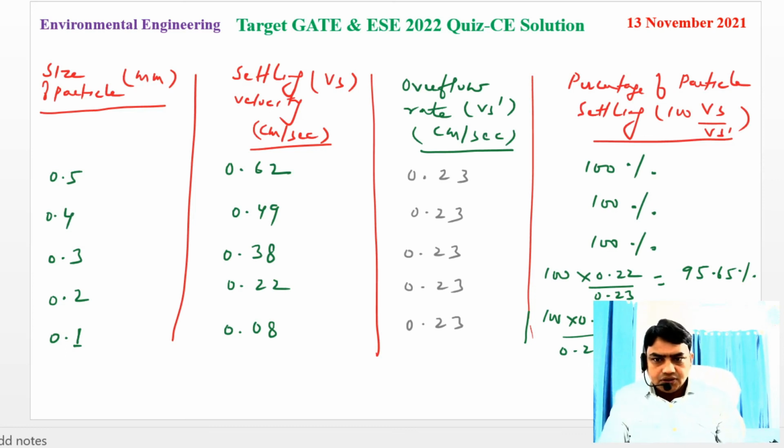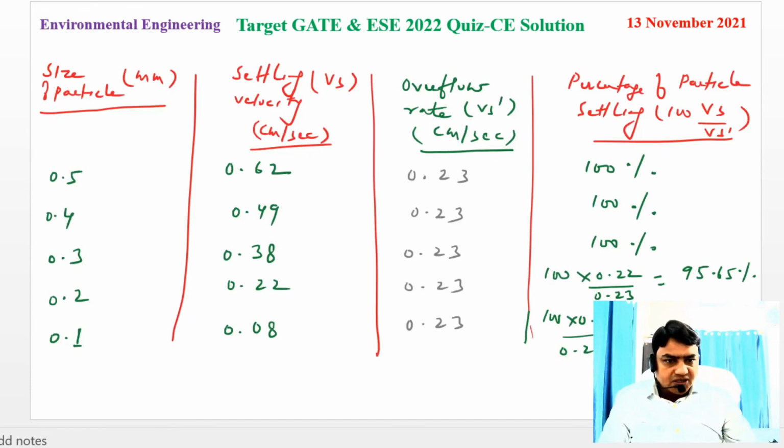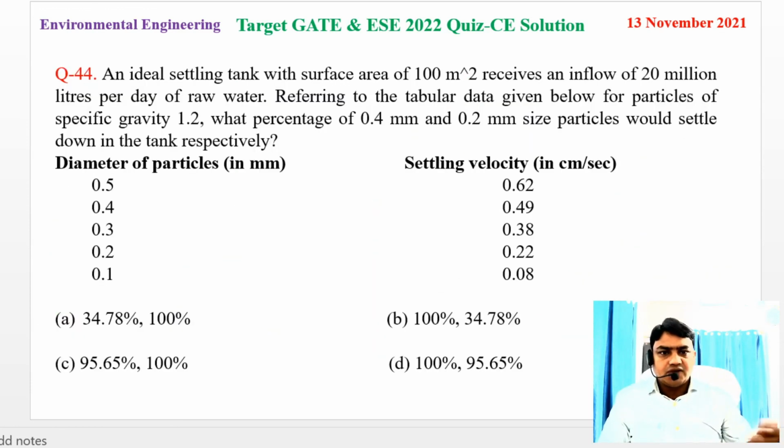So the question asked what percentage of 0.4 mm would settle. For 0.4 mm, 100% particle will settle, and for 0.2 mm, the percentage of particle settle is 95.65%. So if I see the options, 100% and 95.65%, so option D is correct.